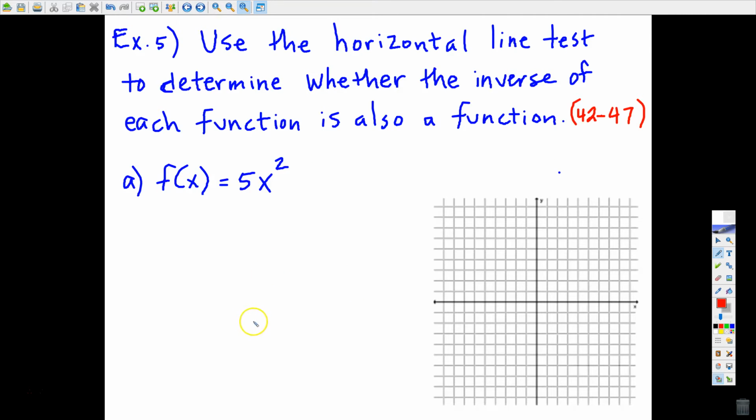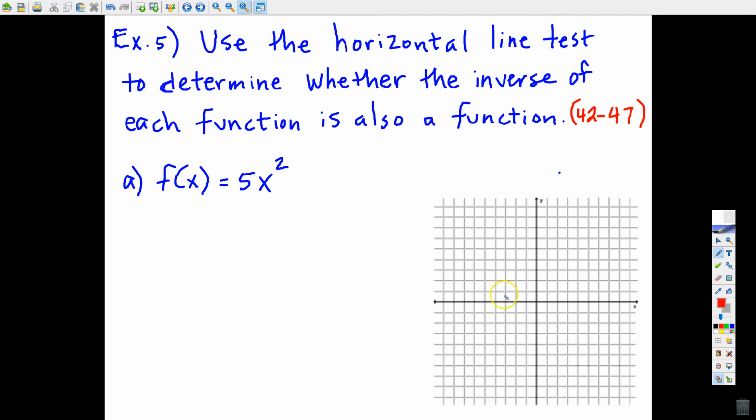And last example, one way we can tell just by looking at a graph whether the inverse is going to be a function is by using the horizontal line test. We're pretty familiar with the vertical line test. What about the horizontal? Well, let's just do a rough sketch here. What's this going to look like?